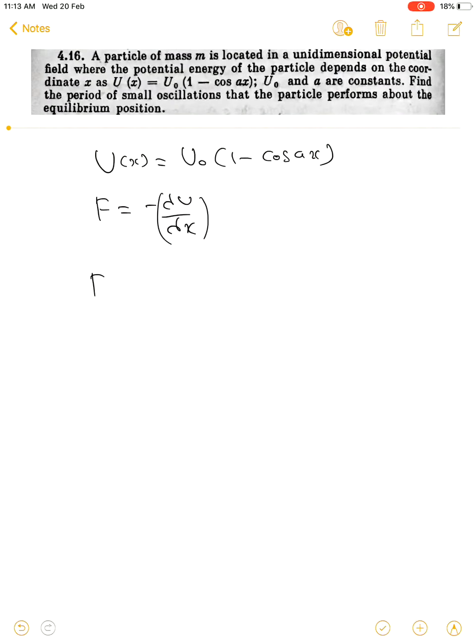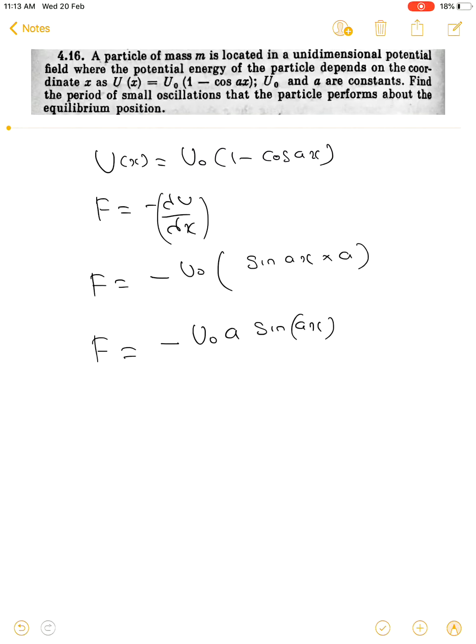So F is equal to minus of, if you differentiate this equation, u naught into the differentiation of 1, which is 0, and minus cos ax differentiation will be equal to sine ax into the differentiation of ax, that is a. So you can write the equation for F as F is equal to minus u naught into a into sine ax.